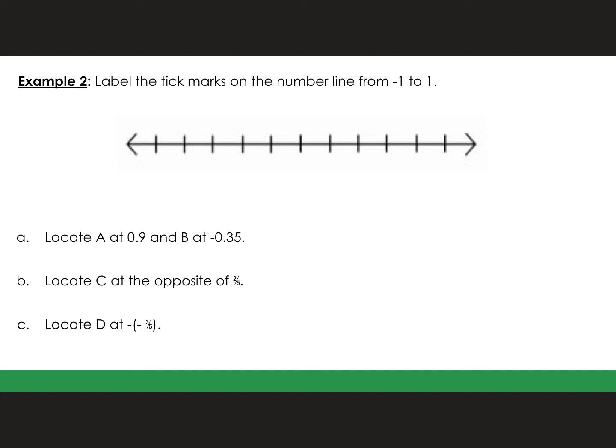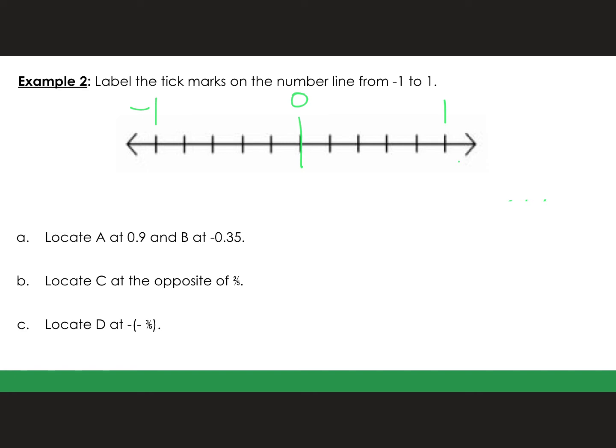Label the tick marks on the number line from -1 to 1. I have to figure out where I'm going to put 0, so I need to find the center mark. I have 1, 2, 3, 4, I believe it's going to be right here. Make sure we have the same amount on either side. 1, 2, 3, 4, 5.